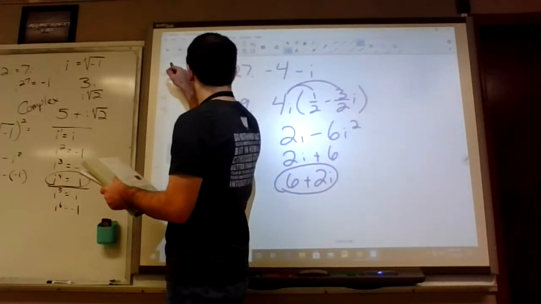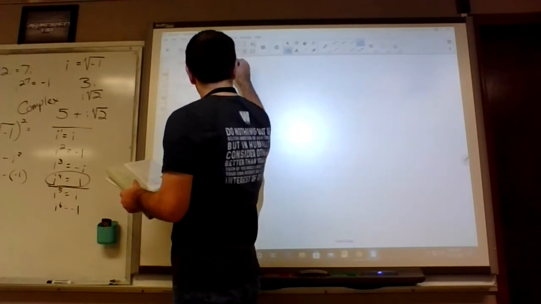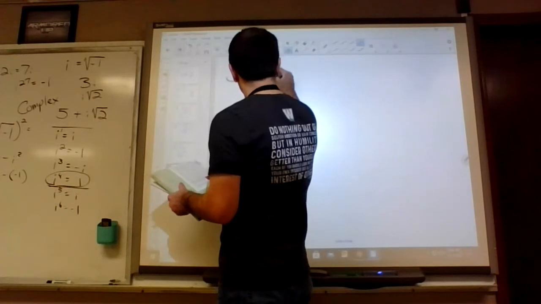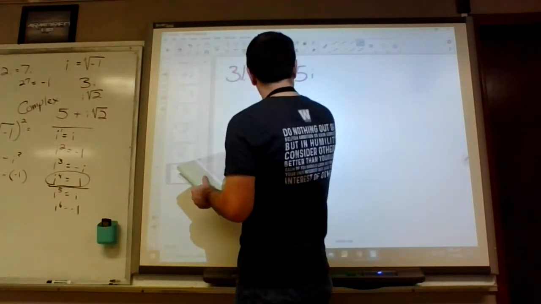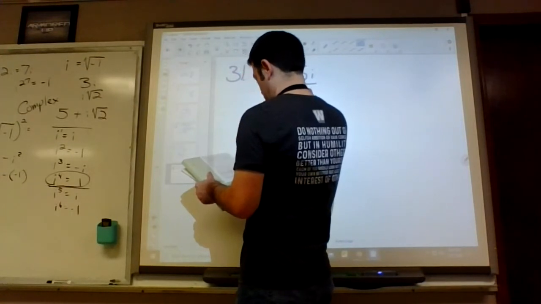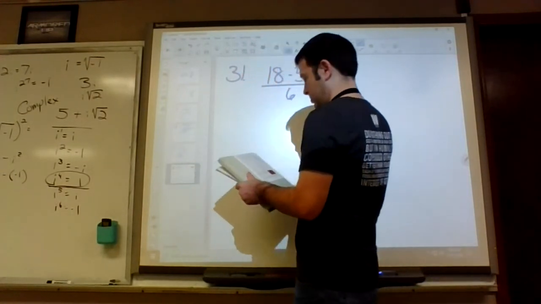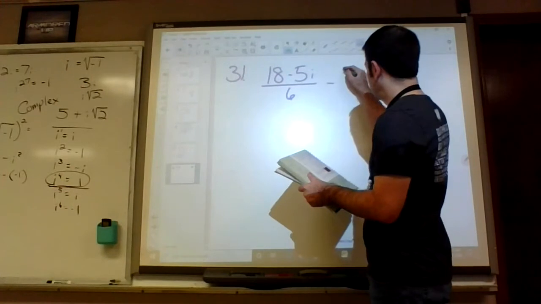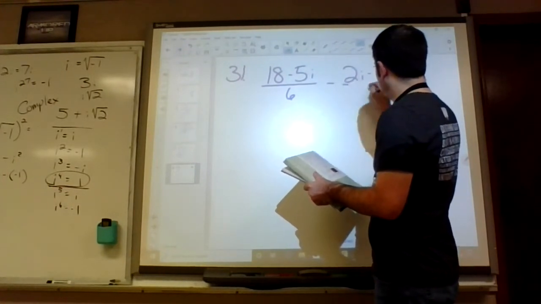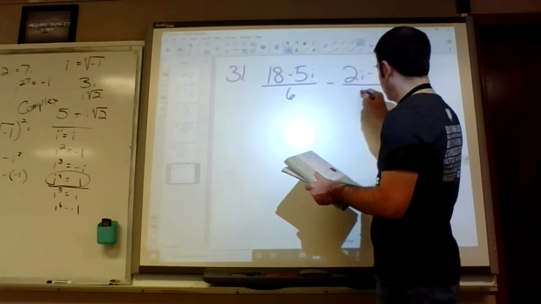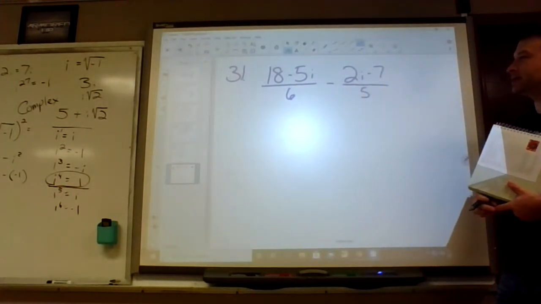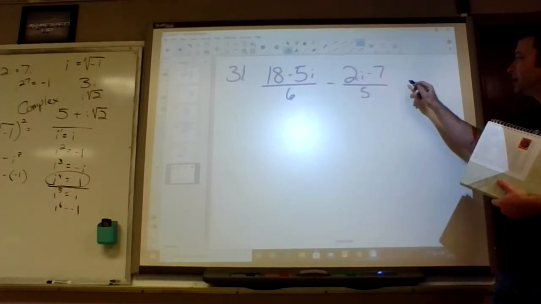Uh-oh, 31. I'm glad we did this. Anybody have a bright idea for 31? Divide by 6, the first part by 6. Are we going to have to multiply by 6 to get rid of the bottom one? We can't multiply by 6 to get rid of the 6. So we divide by 6.